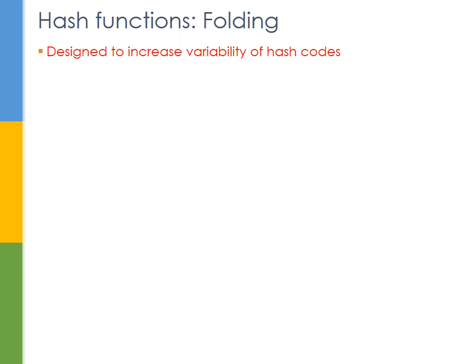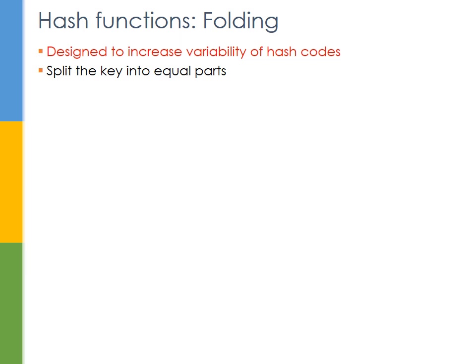Another interesting and simple hash function is known as folding. And again, the idea here is to increase variability and to try and use as much information contained in the unique key as possible. So with extraction, we only used a part of the key, right? First part, last part, or maybe some recombination of first, last, and middle. And we didn't use the entire key.